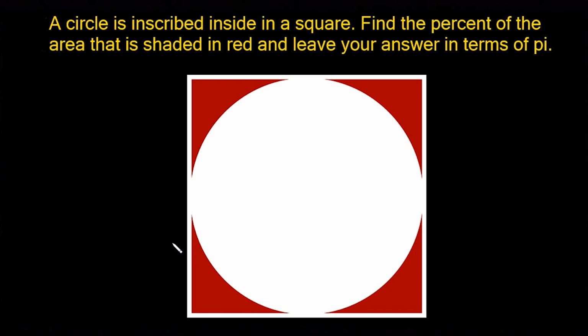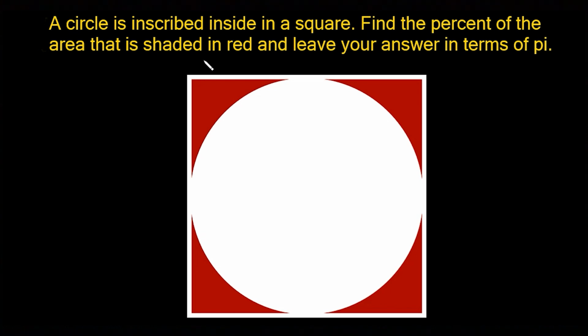Then once we're done with method 1, I'll show you method 2, which is way easier and you can get the answer in less than a minute, okay? But I want to show you method 1, that way you have exposure to substituting in ways that are not very obvious, okay? So let's go ahead and read the problem. It says a circle is inscribed inside a square. Find the percent of the area that is shaded in red and leave your answer in terms of pi.